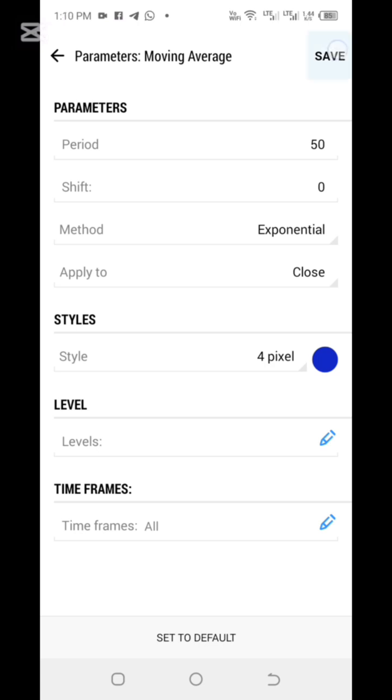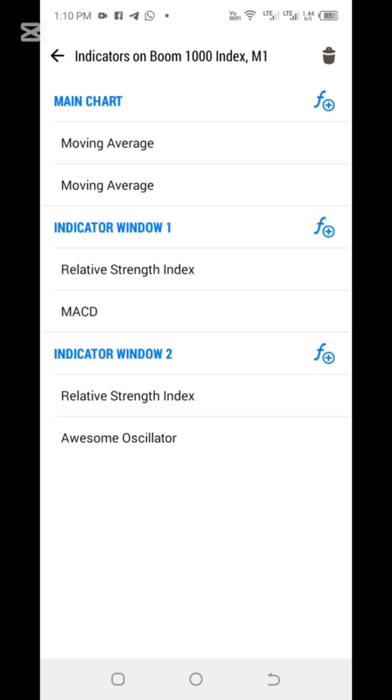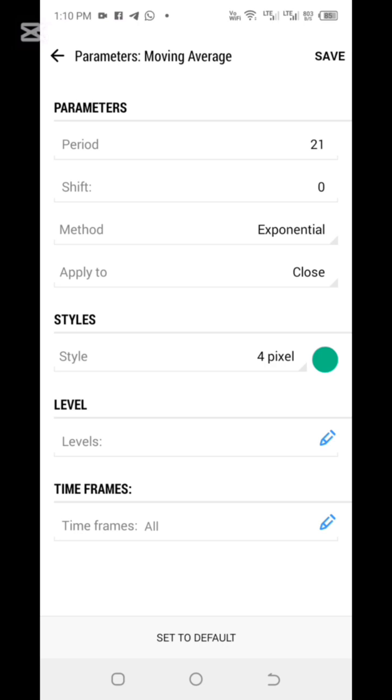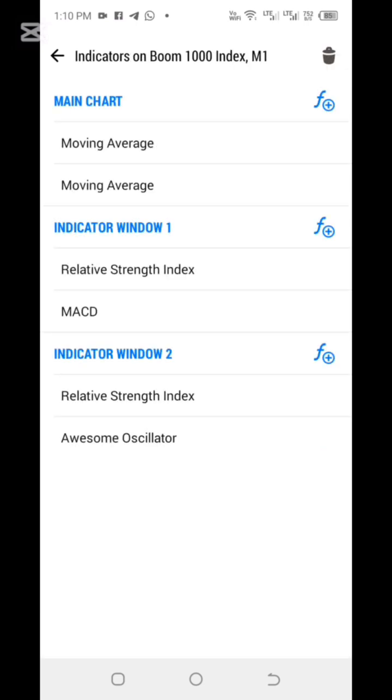Then we are still on the main chart. We need to add the second moving average with the following parameters: period 21, shift 0, method exponential, apply to close, style. Me, I choose 4 pixel on color green. You can choose any color of your choice. So these are the two moving averages which we are seeing on our main chart.